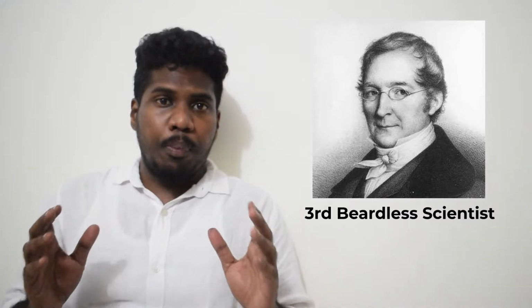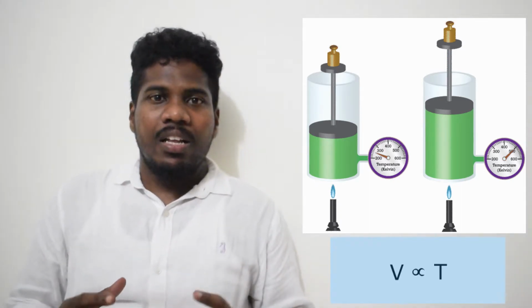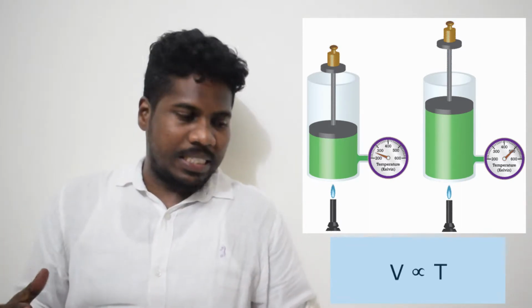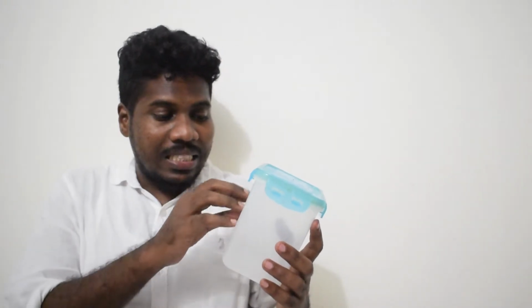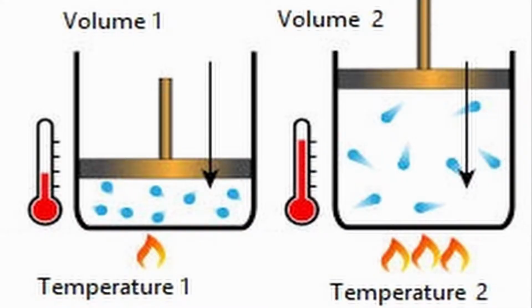There was another beardless French scientist, and he proposed something that is called Charles's law. So Charles's law states that the volume is proportionate to temperature. That is a beautiful law. Imagine there are, say, 100 gas molecules in this box. Let the volume of this box be 10 centimeter cube. Alright. So now when the temperature of this particular gas is increased, I am giving heat energy from outside and this gas is increasing in its temperature.